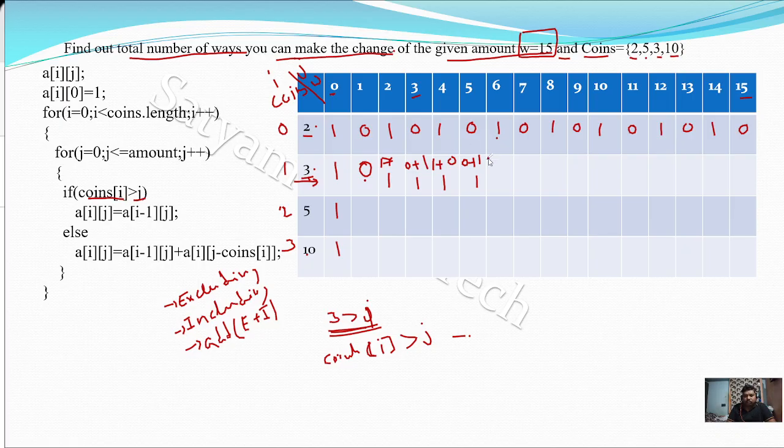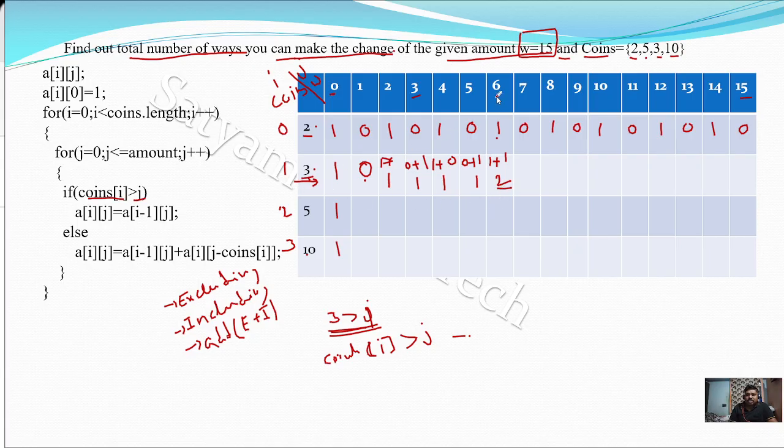It is 1. So note down here, plus if we can include this 3, so 6 minus 3, that is 3. So you can see here in the third column, what is the value here? Already you can calculate it, the value is 1. So that is 1. So how many ways to make 6, that value is 2. So you can see, simply with common sense also you can solve this problem.